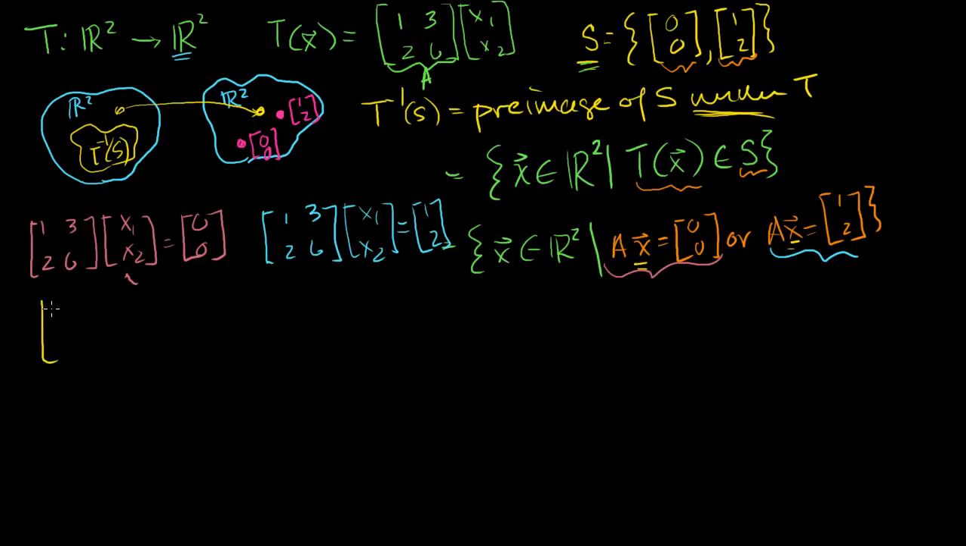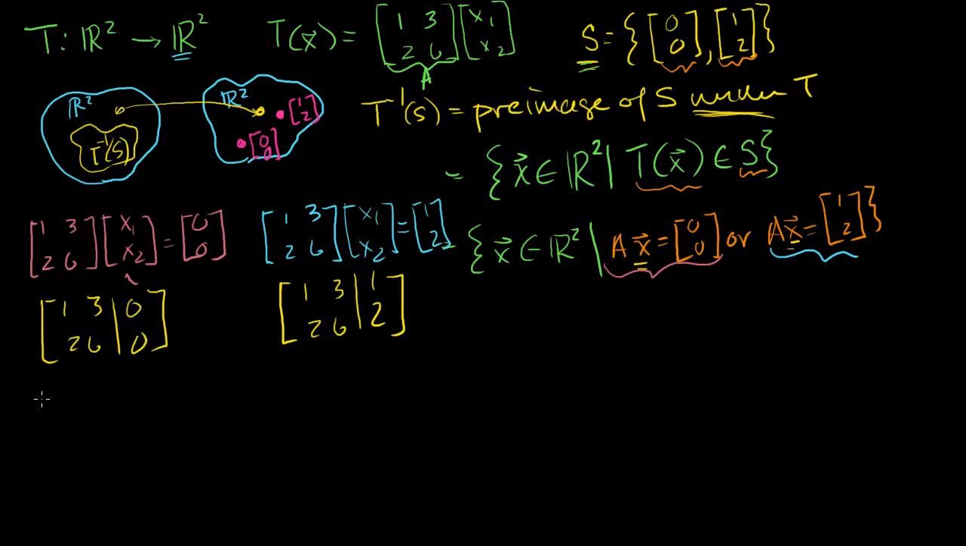Now, we could just solve this with an augmented matrix. So my augmented matrix would look like 1, 3, 2, 6, 0, 0. And here my augmented matrix would be 1, 3, 2, 6, 1, 2. Let's put this in reduced row echelon form. So let's replace our second row with our second row minus 2 times the first row.